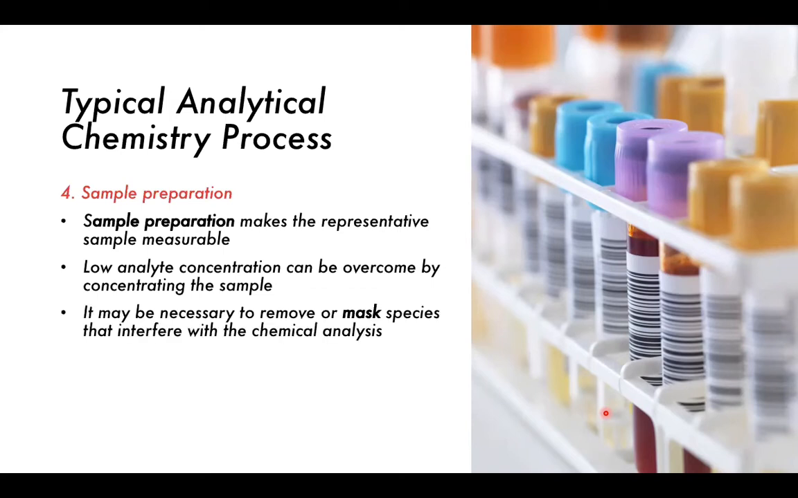It may be necessary to remove or mask species that interfere with the chemical analysis. In the question that we asked at the start, what we were interested in was the caffeine in chocolate. Unfortunately, chocolate also contains fat molecules, and those typically interfere with the caffeine in such a way as to bias the results. And so it becomes necessary to remove that fat from our sample. This won't change the amount of caffeine we get out at the end, but it will mean that the caffeine that we measure will in fact be reliable.